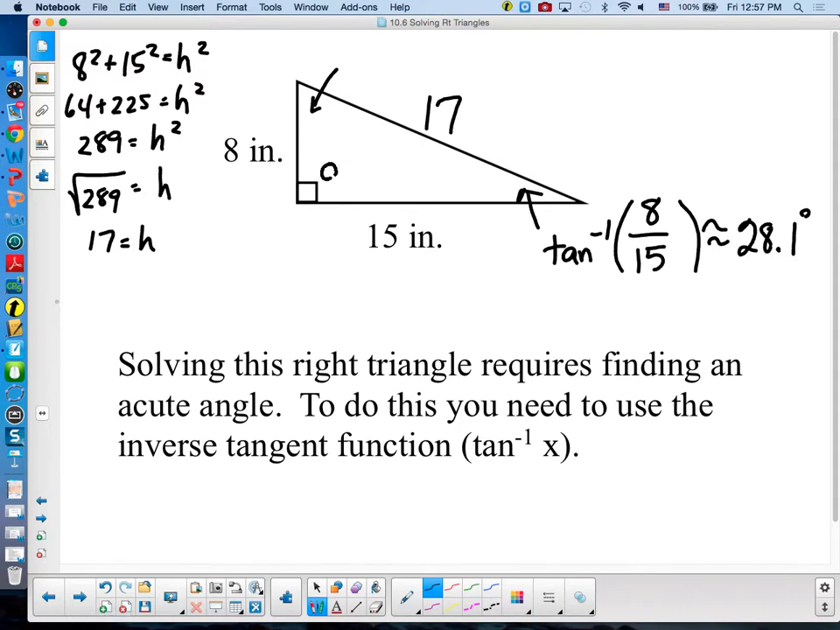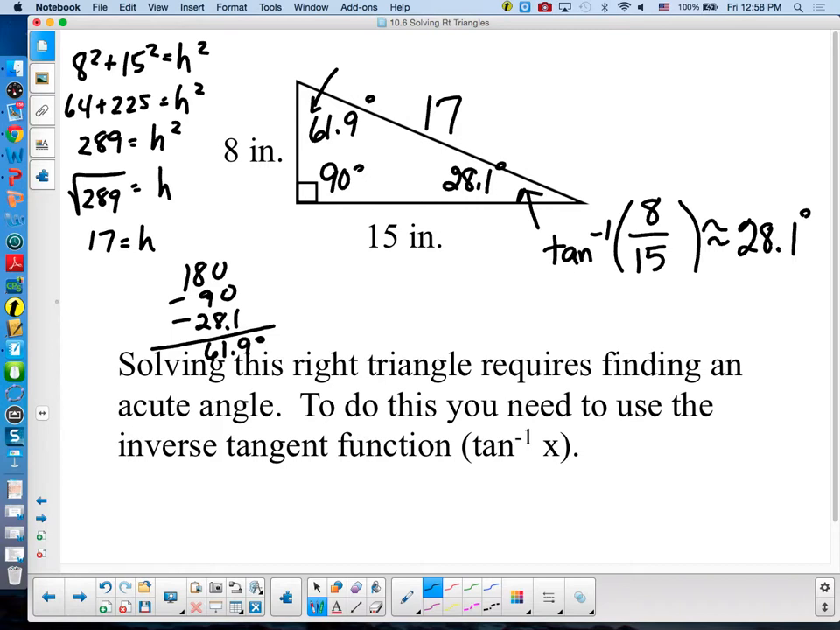And now how about the other angle? Don't we know this one's 90? And this one was 28.1? Someone mentioned earlier we could use the triangle sum theorem. So subtract 180 minus 90 and minus 28.1. What's left? 61.9. And we have solved the whole triangle. We have all the angles, we have all the side lengths.